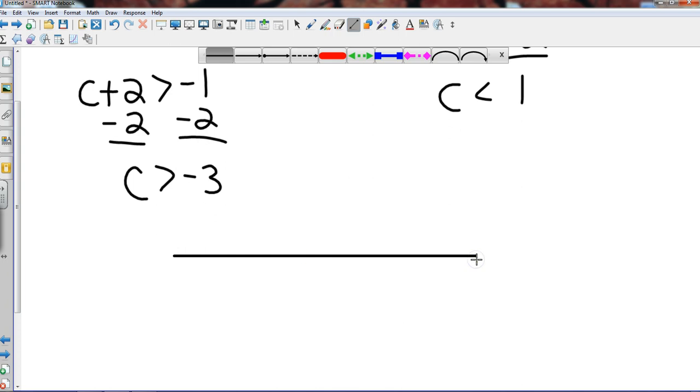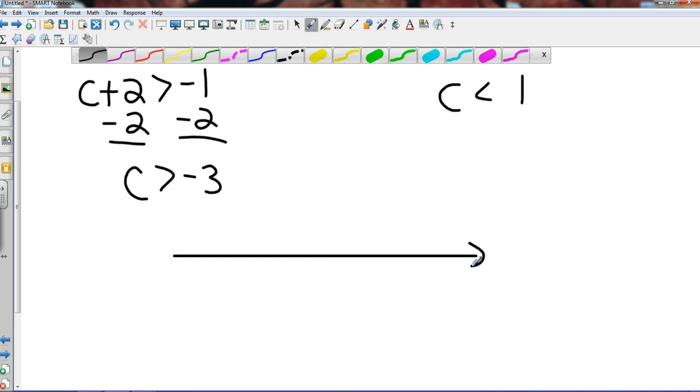By the way, it's written, is this an and or an or? It's an and because it's mushed together, right? So they should meet in the middle. Let's see what happens. I've got a negative 3 and I've got a positive 1. Above the negative 3, what do I have? Open circle, arrow to the right. And I have above the 1. Open circle, arrow to the left. So they do meet in the middle.